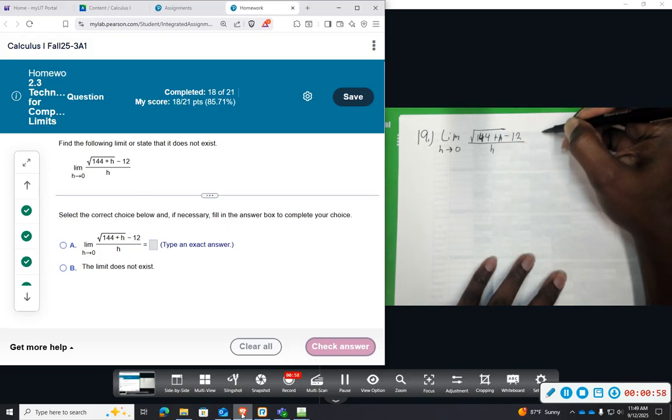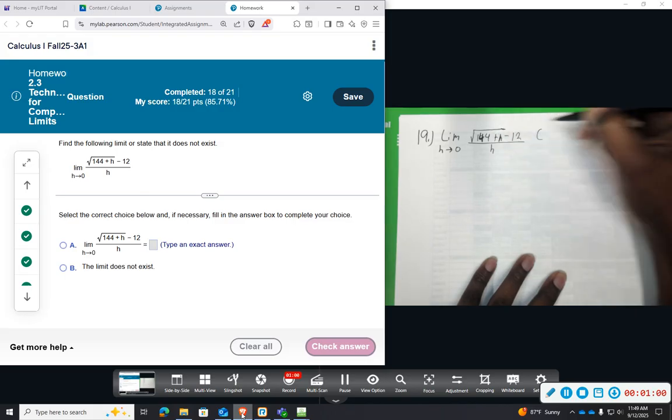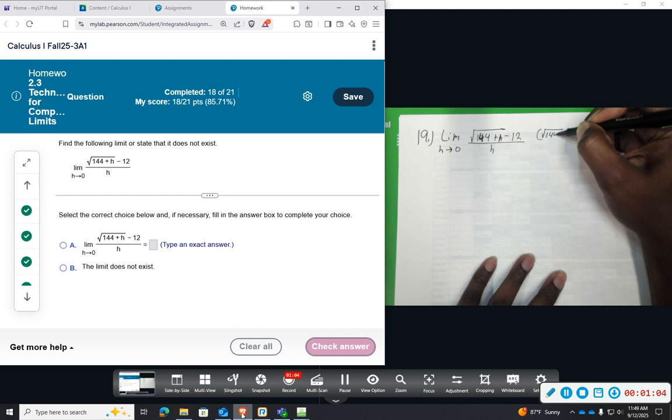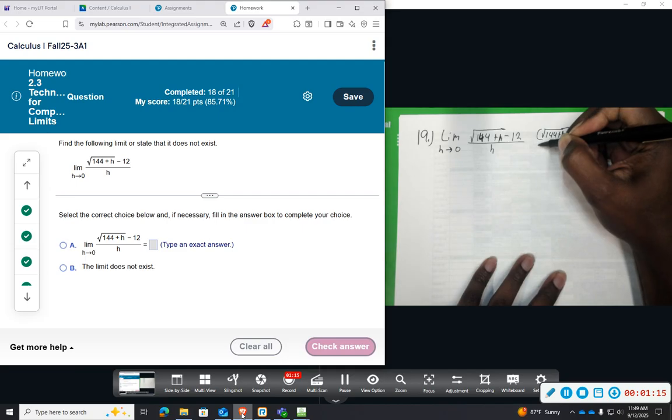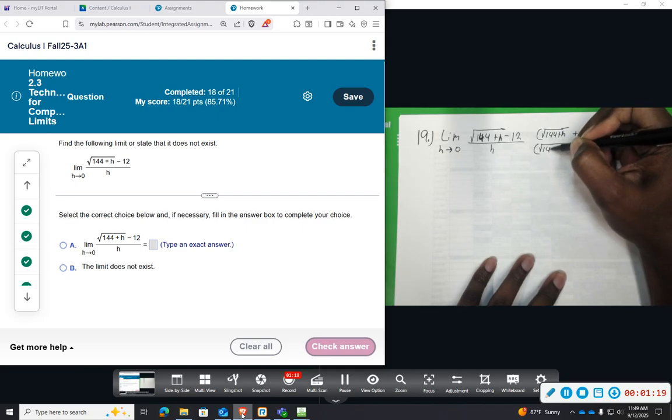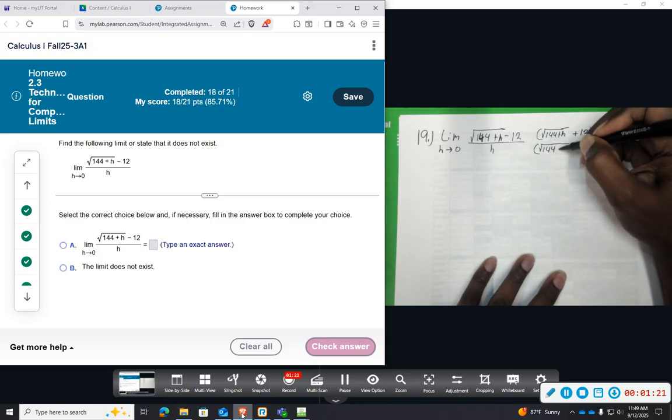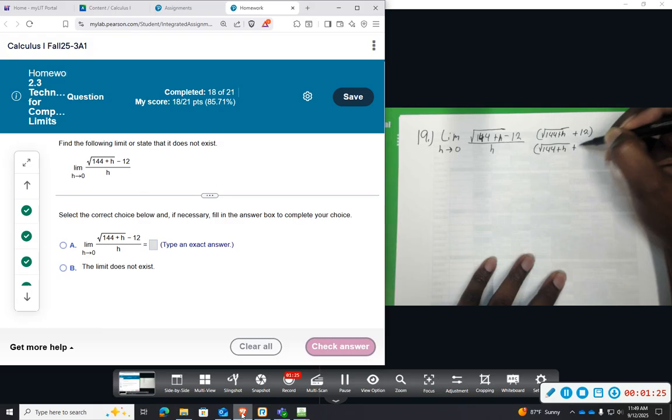So we're going to multiply the top and the bottom by the conjugate of the top. So we're going to multiply by square root 144 plus h and then minus 12. So actually it'll be a plus 12. We're going to change that sign. And we're going to do the same thing on the bottom. Square root 144 plus h plus 12.